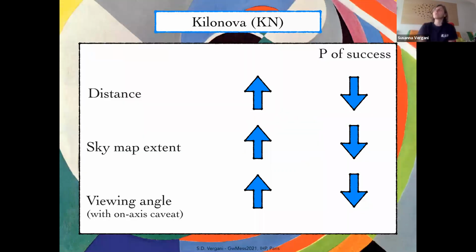So this is just a plot to recap how the probability of success changes as a function of different parameters: the distance mainly, the sky map extent, and the viewing angle. When these parameters increase, our probability of success decreases, okay? And of course, sometimes we can have a combination of two or all three of them, and of course the situation is worse and worse, okay? Here on the viewing angle, I say that if the viewing angle increases, the probability of success decreases, except maybe for the on-axis event, and we'll talk about that in a few minutes.